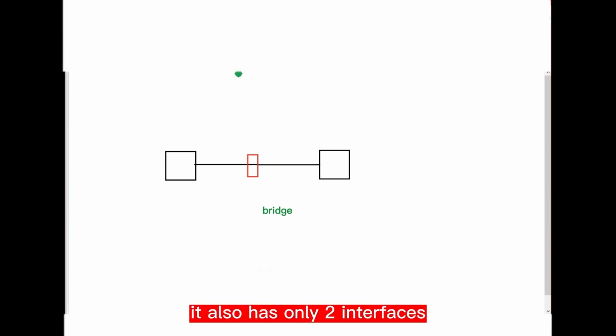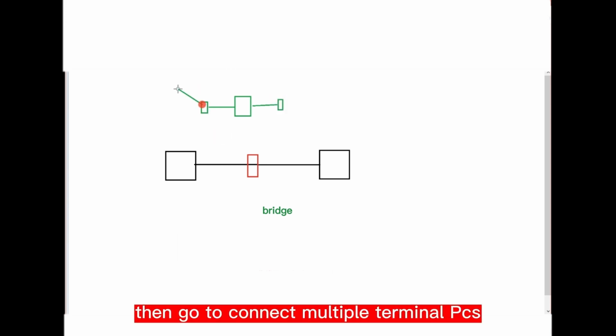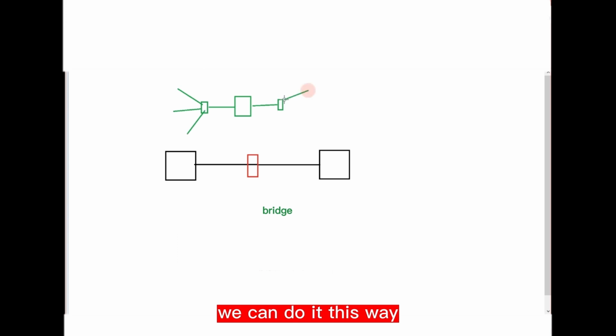It has only two interfaces. So the network is like this: a bridge in the middle, connect two hubs next to the bridge, then connect multiple terminal PCs. We can do it this way.